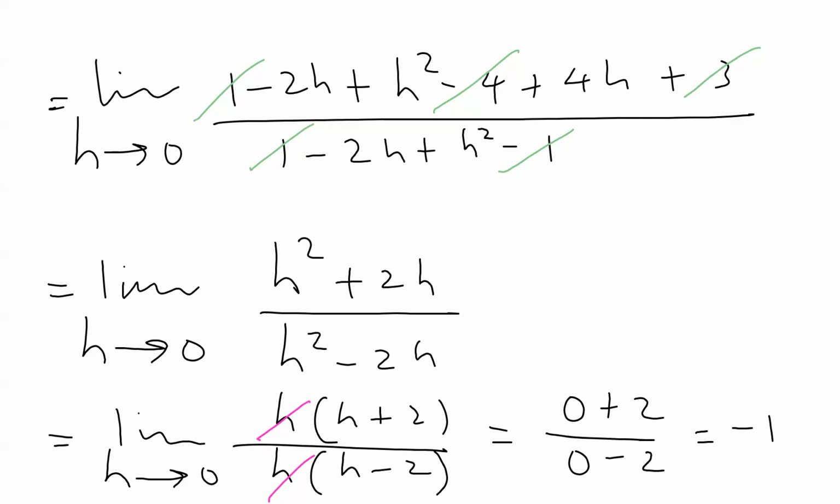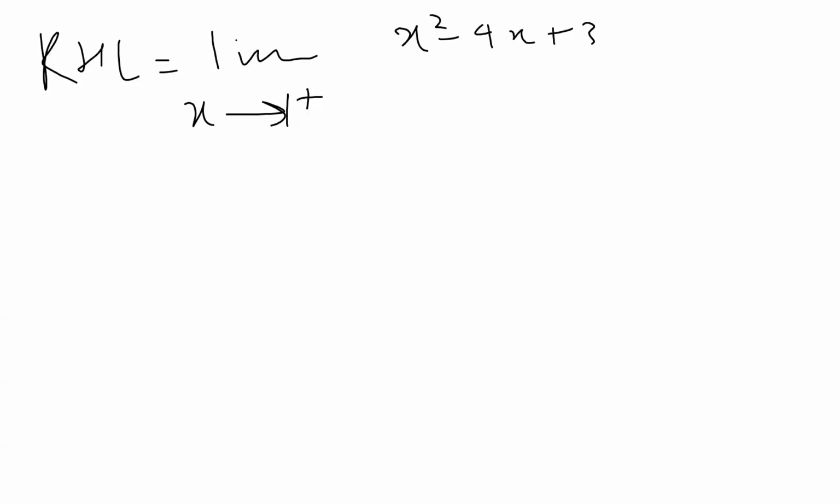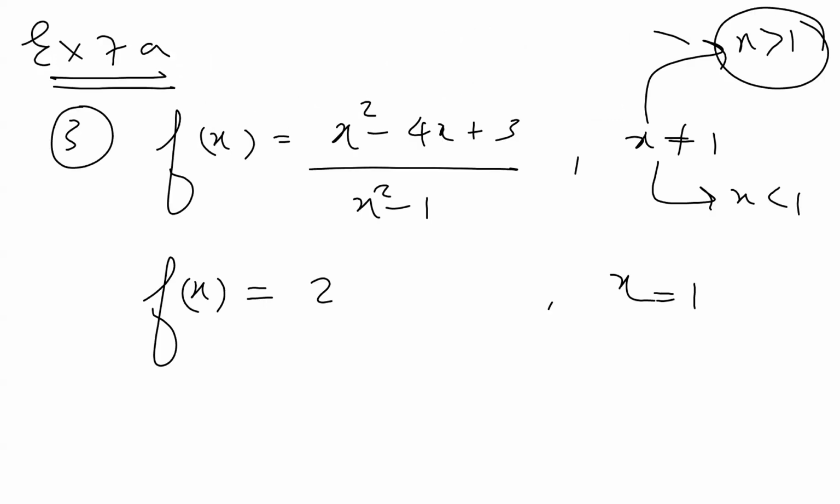So this is the left hand side limit. Let's take the right hand side limit. RHL: limit x approaching 1 plus of (x square minus 4x plus 3) upon (x square minus 1). 1 plus is greater than 1. Now, x greater than 1 is which function? The same function.